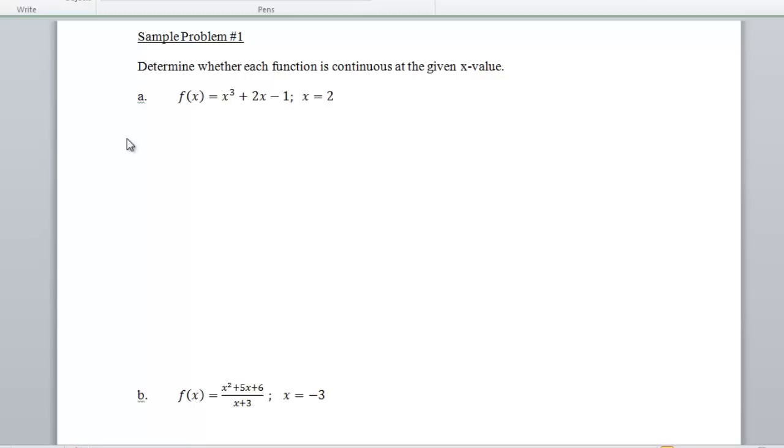Okay, so let's take a look at our first continuity examples here. We got part A and part B. If you haven't had a chance to work these yet, I suggest you just go ahead and pause the video and work these beforehand and then come back and see how you did.